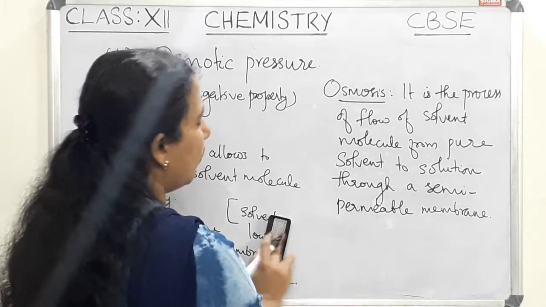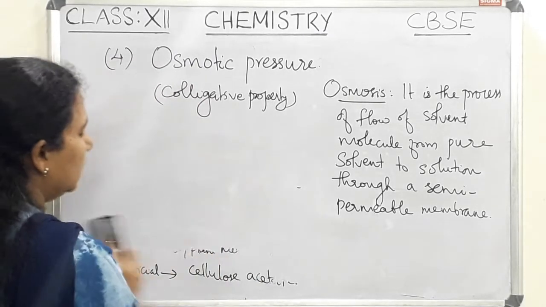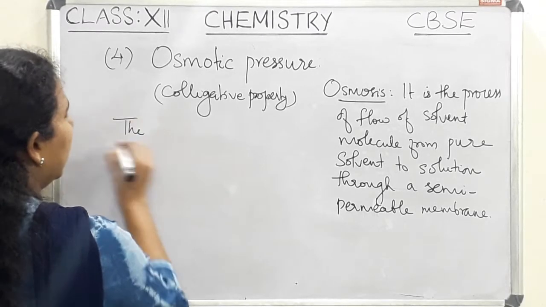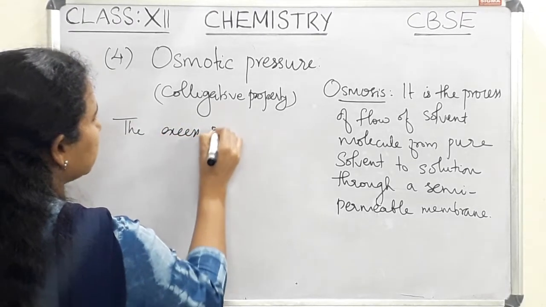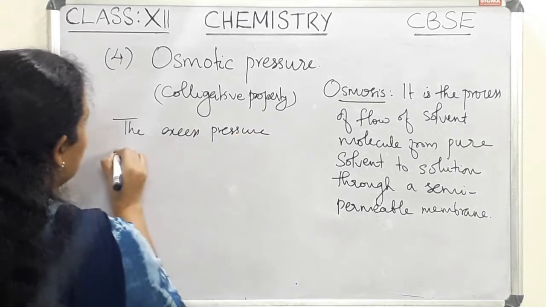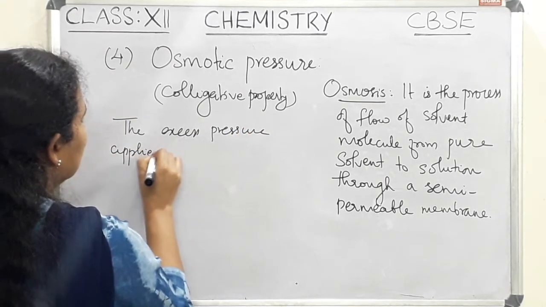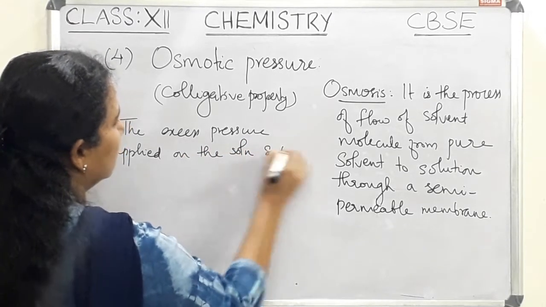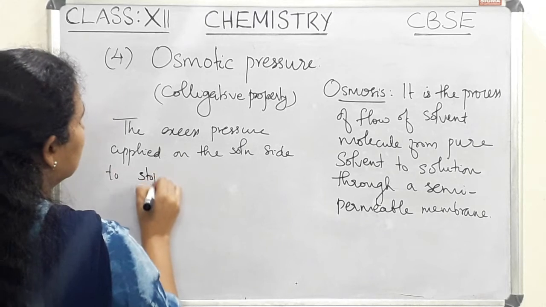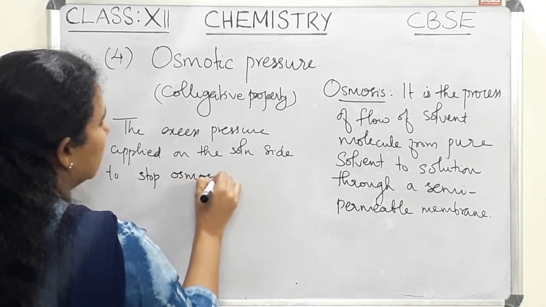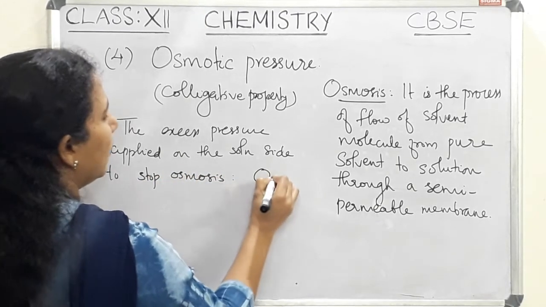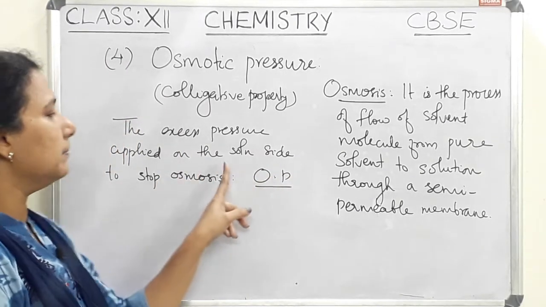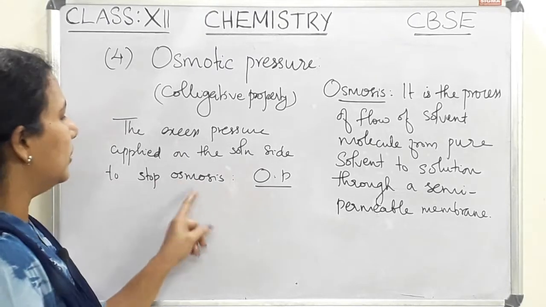Now let's see what is osmotic pressure. Osmotic pressure is actually the excess pressure. It can be defined as the excess pressure applied on the solution side to stop osmosis. That is called osmotic pressure. So osmotic pressure is the excess pressure that must be applied to the solution side to stop osmosis.